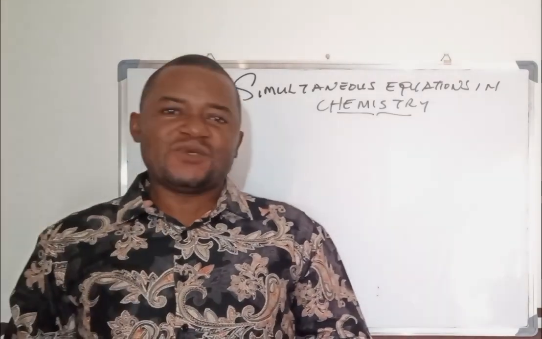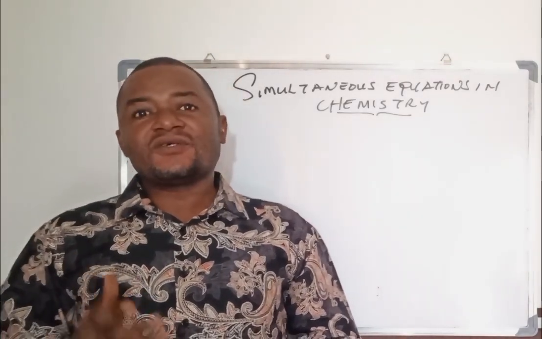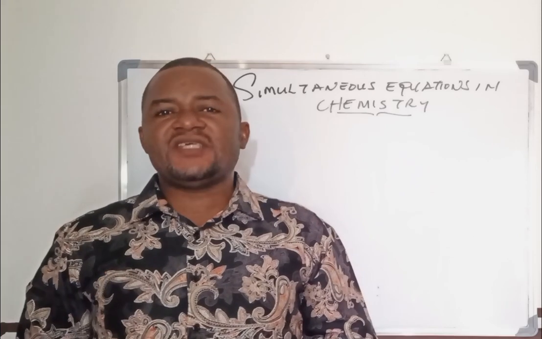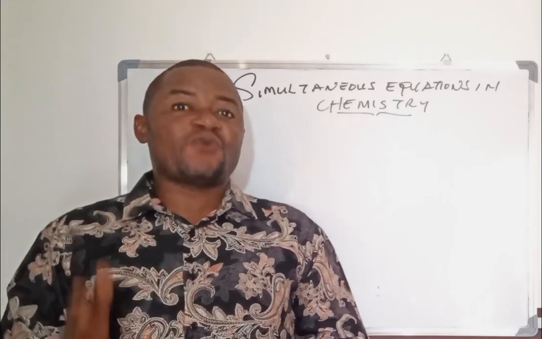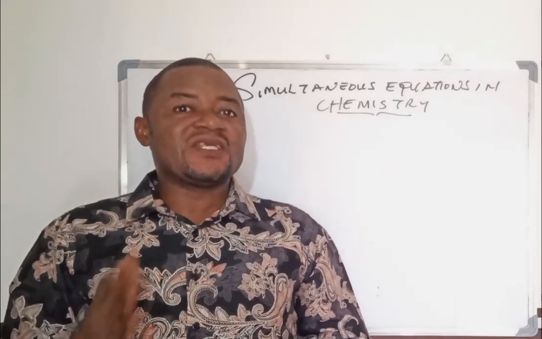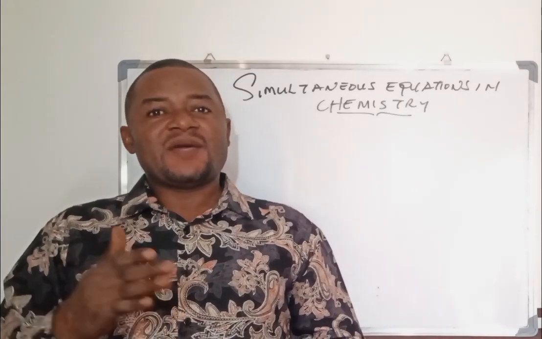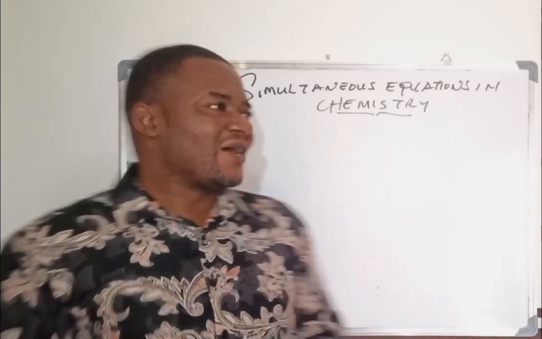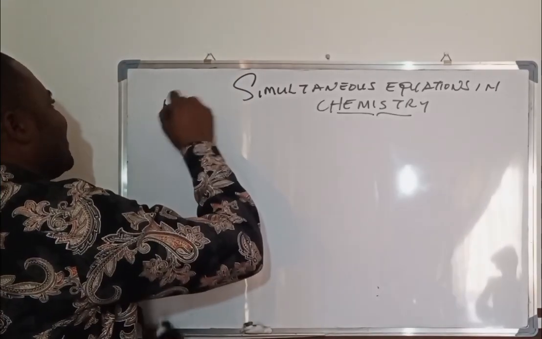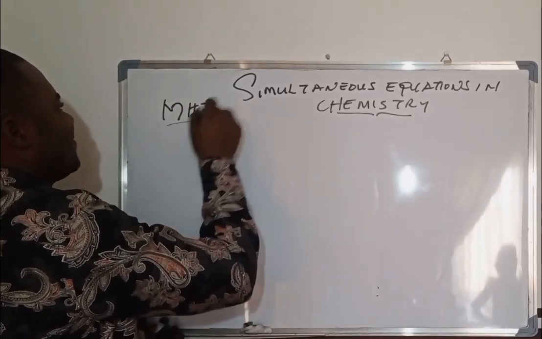We're not going to waste much time. We'll take a good look at the first example, which is a mathematical problem. Simultaneous equation in mathematics, solve it, then see how we can apply it in chemistry. Now, we have a mathematics problem here.